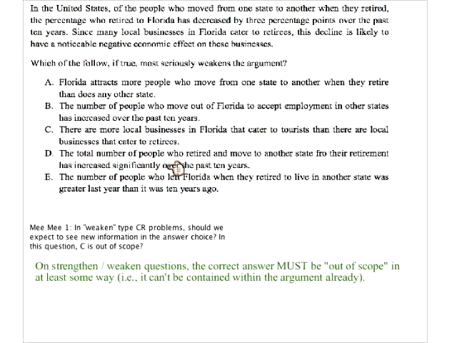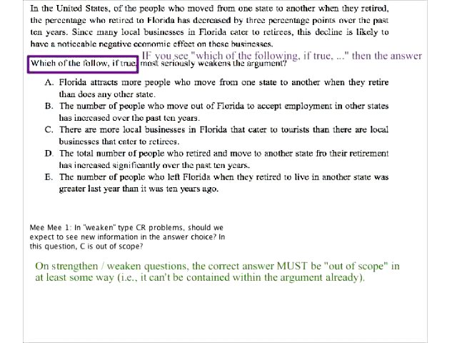The total number is also outside the original scope because it just talks about percentages. But that's the whole point. And, oh, this is not a great transcription. This should say following. But the point is, if you see which of the following, if true, then the answer must introduce new information. It has to. Otherwise, it can't serve its purpose. The reason they're telling you if true is so that you know that you are allowed to introduce these new things into your argument.